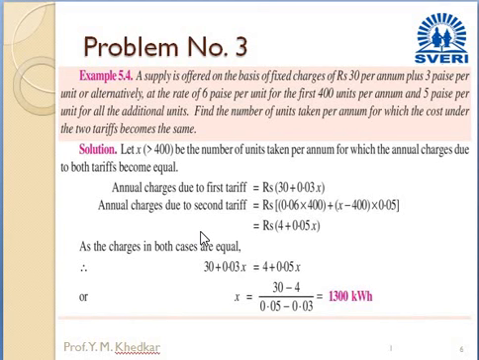Now we'll start this particular solution with an assumption. I have recently mentioned that very little conceptual part we will have to include in that; the remaining part is about the mathematics. So let us consider that X is the number of units taken per annum for which the annual charges due to both tariffs become equal.